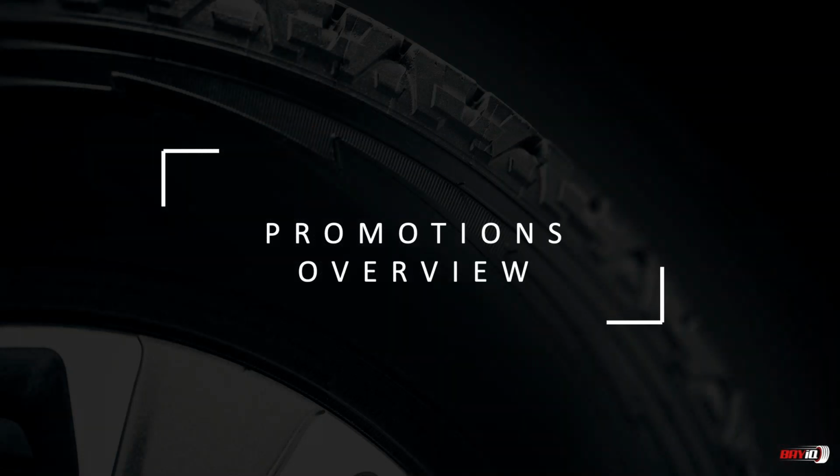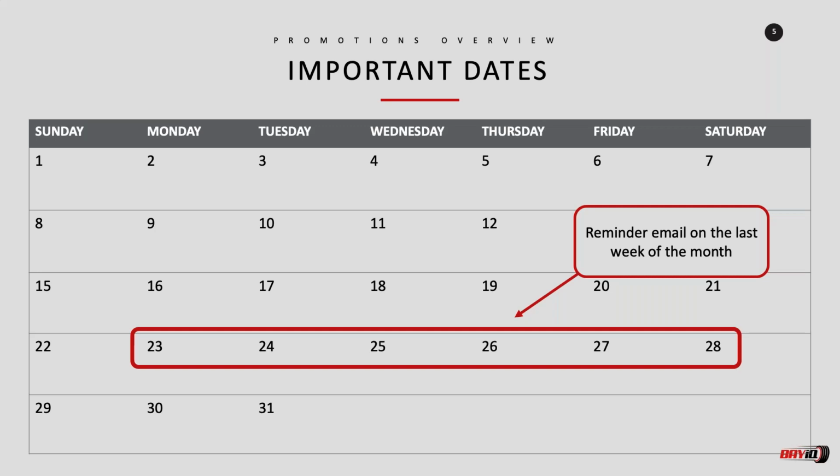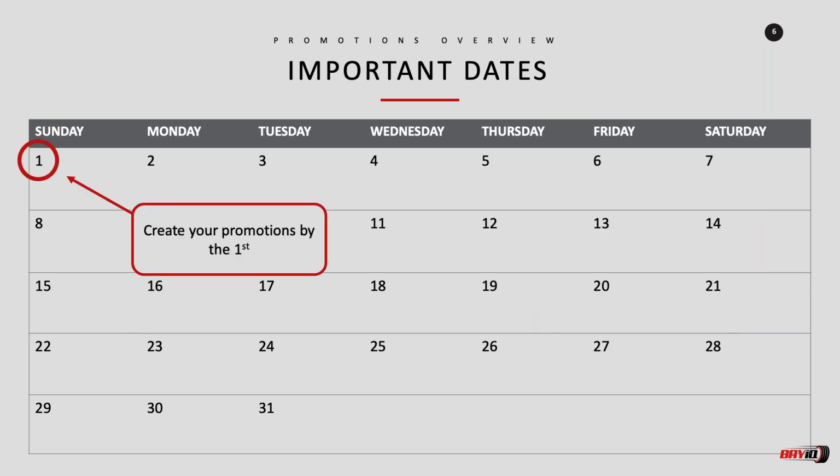All right, so let's go ahead and get started. To begin with, just to give you an idea of time frame for promotions that BayIQ can help you out with. Around the 20th of each month, BayIQ will send out an email to our customers letting you know that you'll need to create any new promotions in your account for the following month that you want to be going out the following month by the 1st. We'll remind you a little bit beforehand to give you some time there.